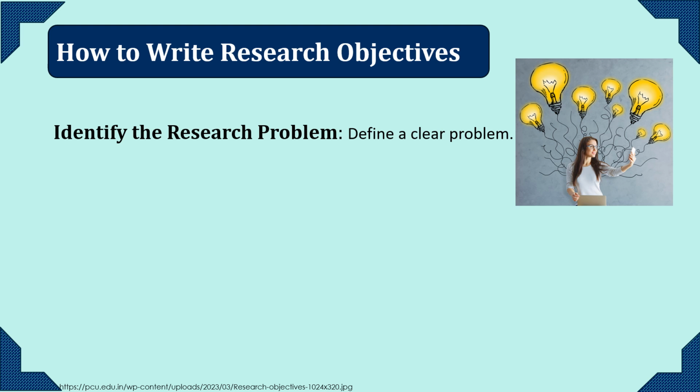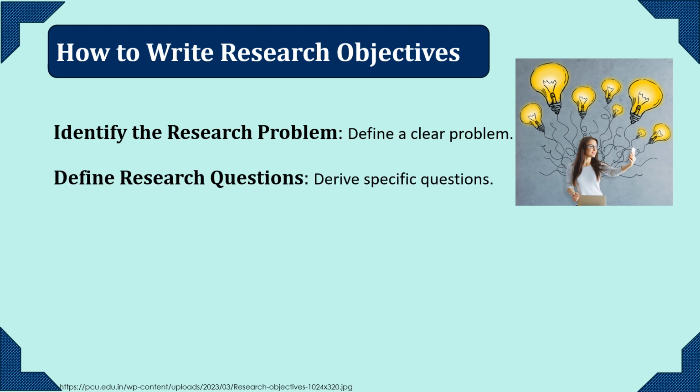Identify the research problem. Before formulating research objectives, define a clear and specific problem that can be addressed through research. Define the research question. Derive specific questions from the research problem to guide the research process. Identify variables. Pinpoint the key factors to be studied, measured, manipulated, and analyzed to address your research questions.